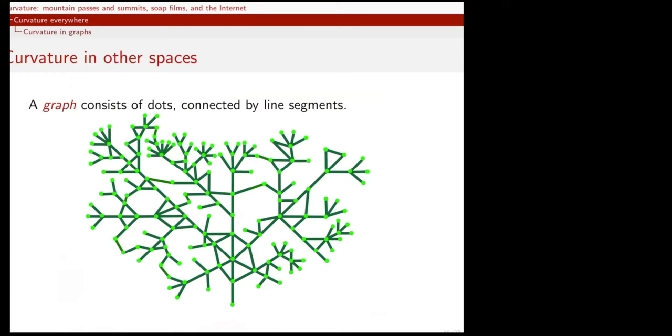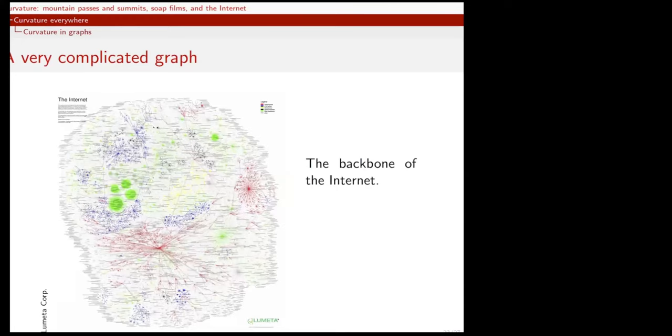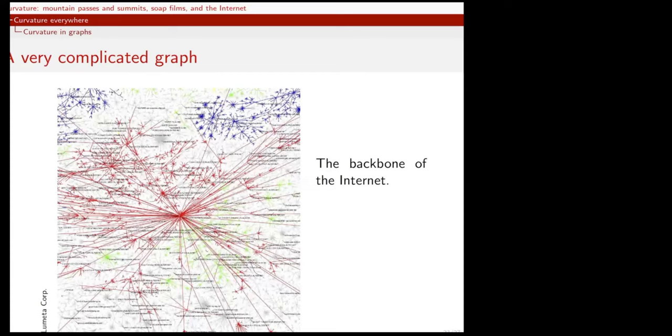I used to know how many nodes, how many dots there were. It's very big, and it's the so-called backbone of the internet. So what's the backbone? When you use the internet, you have your computer, and say you want to send me an email. When you send me an email, your computer talks to your internet service provider. Then the internet service provider is going to talk to the computer at USC, but not straight.